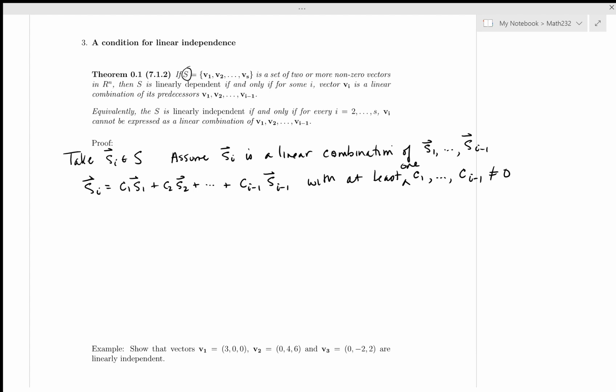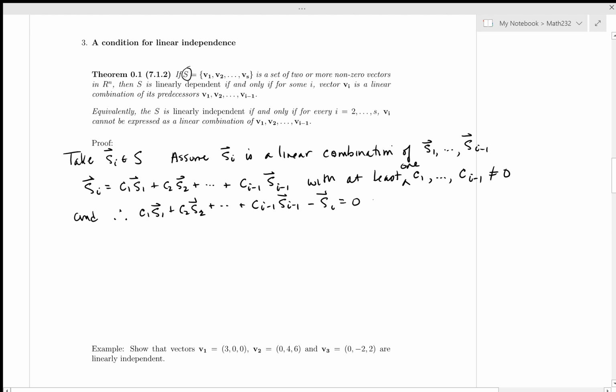Okay, and therefore we can simply rewrite this and move the si to the other side, with not all ci's non-zero. Okay, therefore S is linearly dependent. That's one direction of the proof. The constants are not all 0.